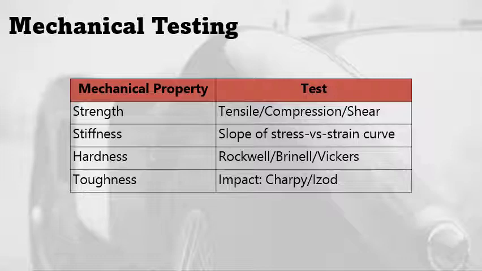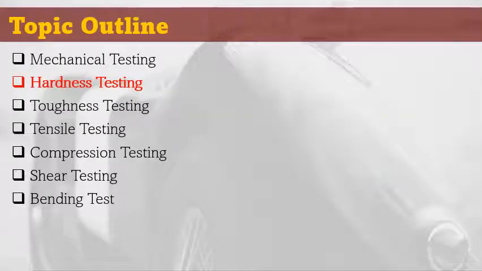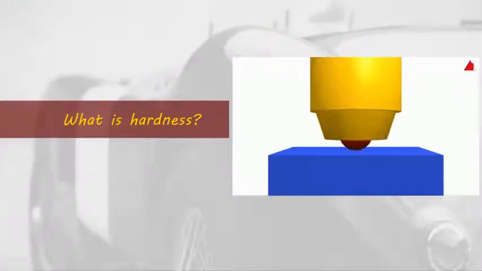Some properties can be measured easily, like hardness. Others may require breaking a specimen, like the measurement of the ultimate tensile strength. So now that we know what mechanical testing is, let's dig deeper into the specific mechanical testing, starting with the hardness testing. So what is hardness test?